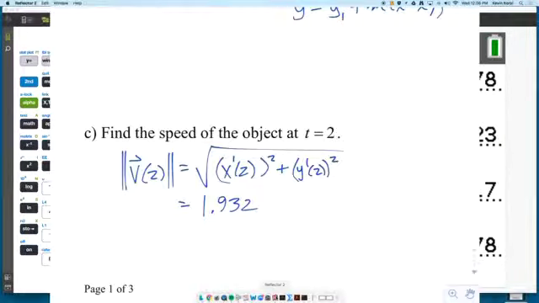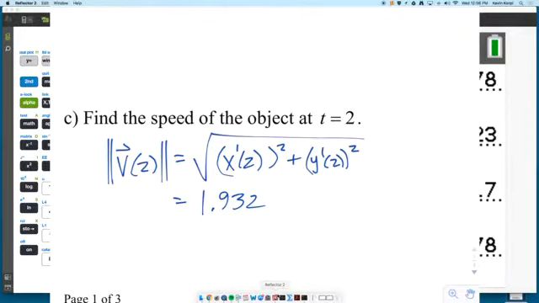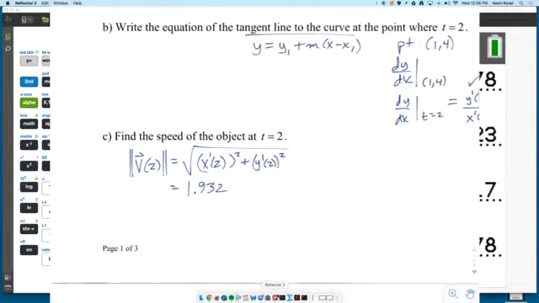So your velocities are still 2 numbers. Your speed is always a single number. Okay.